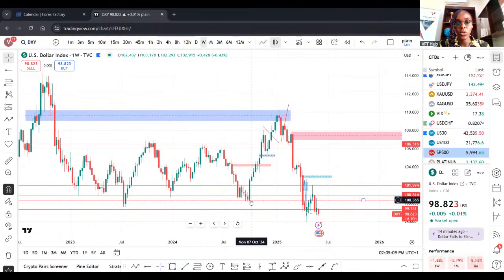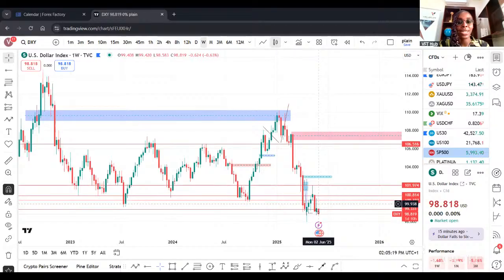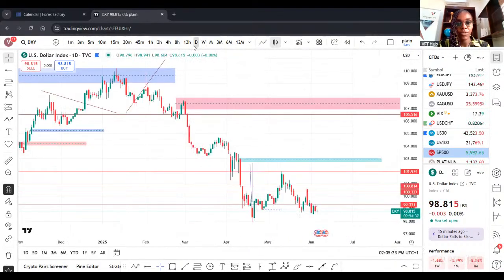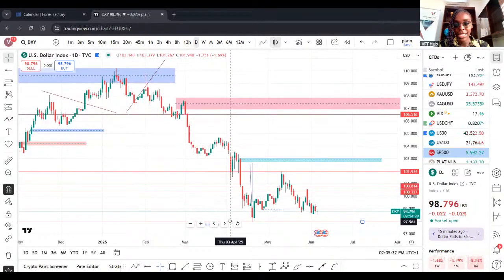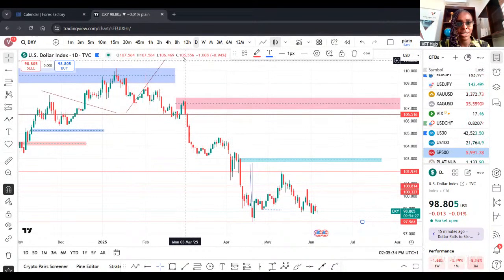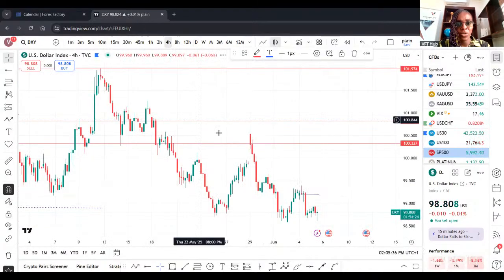We've seen this low at 100.365 being taken out, and we've seen price retracing to this very fair value gap right here. What we are seeing right now is more push to the downside. On the daily time frame also, where do I think price wants to target for this sell? Price is coming to take out this very low right here at 97.964 on the daily time frame, and down to the 4-hour time frame.